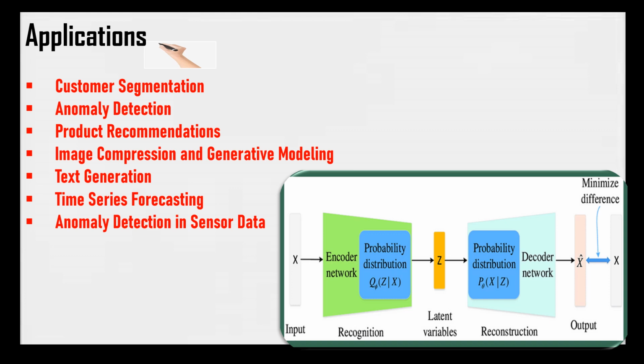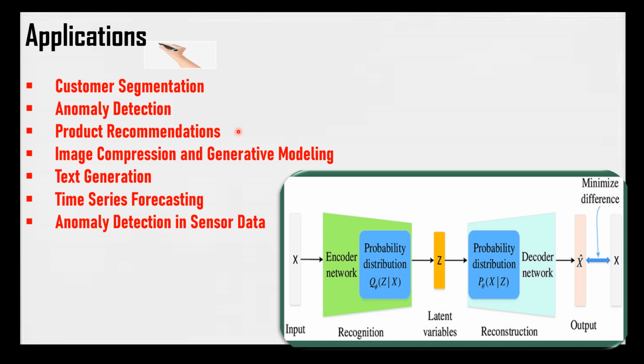Then it can be used in anomaly detection, where it can learn a low dimensional representation of normal data behavior. So whenever new data deviates from its learned representation, then it can be flagged as an anomaly, indicating potential fraud or technical issues.